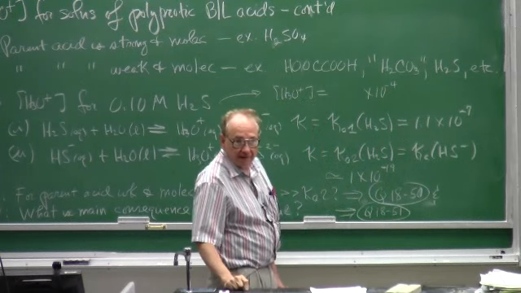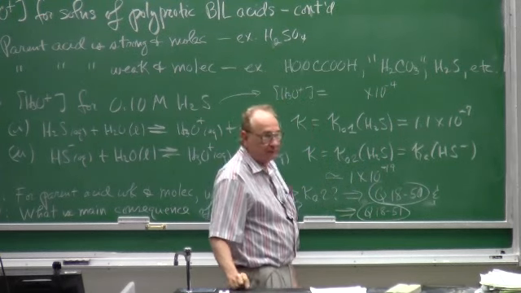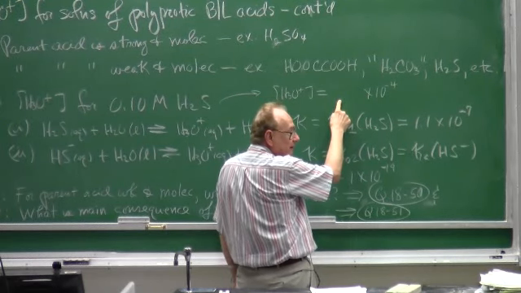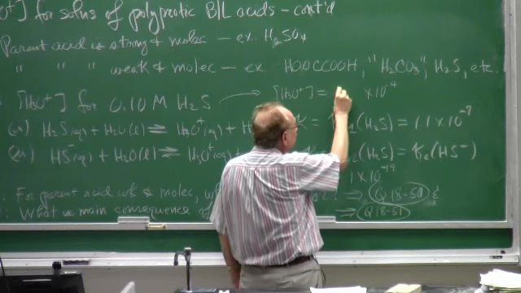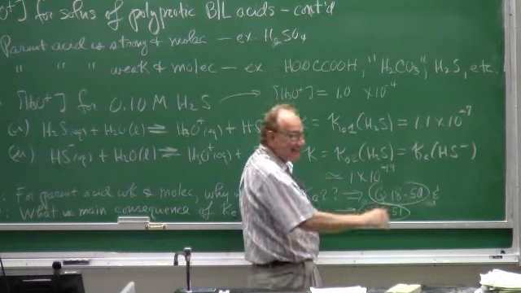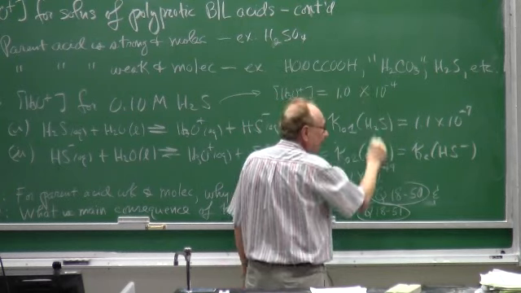Let's start with this part. Square root of 10 to minus 8 is 10 to minus 4. What have I got over here? Square root of 1.1. Oh, that's a tough one. There it is, 1.0.